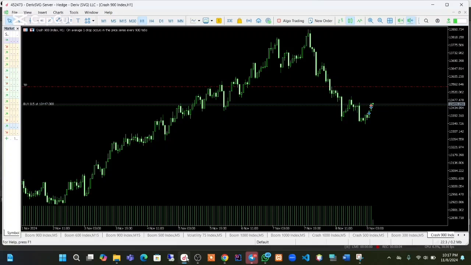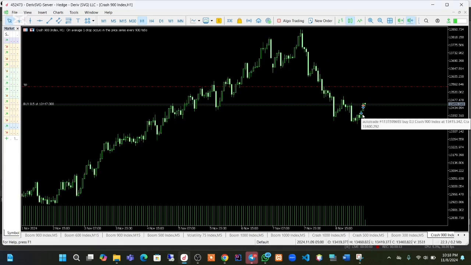Here, this is my chart, guys. So in this chart, this is a Boom Crash 900, right? Crash 900. So let us analyze the market. Already, I'm in the trade so far. I'm in the trade, right?